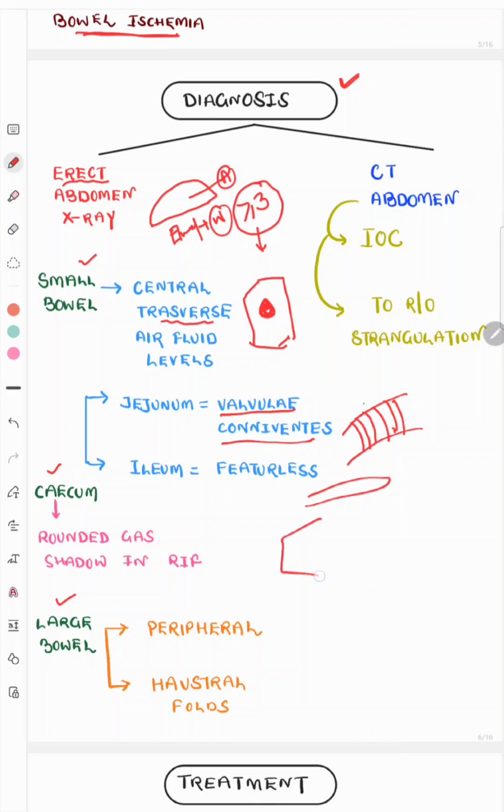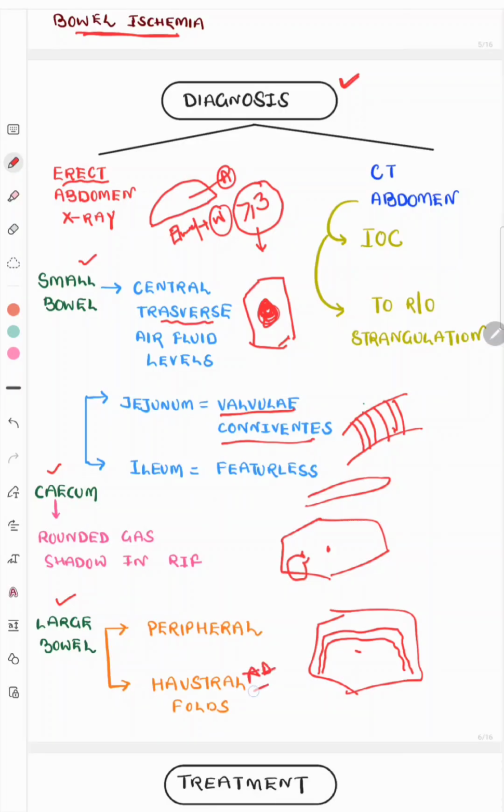Cecum has a rounded gas-like shadow in the right iliac fossa, like this. And large bowel has a peripheral picture like this, in the periphery, not in the center, where the smaller bowel is. And here is the feature of large bowel, haustra, incomplete intestinal folds, like this.